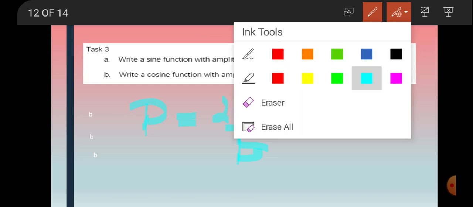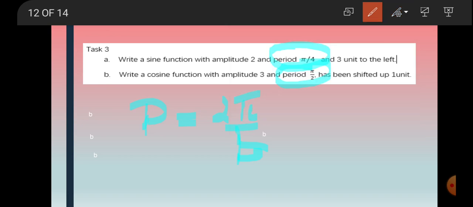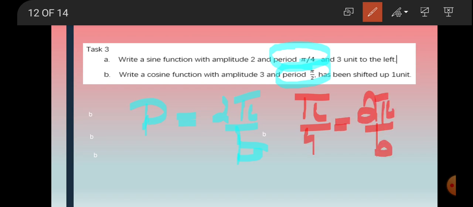In our case, our period is pi over 4, and this is 2 pi over b. So we are looking to find this b. And to find b, we can cross multiply and divide, all right? So I can say b equals 2 pi times 4 over pi. And pi cancels, and it leaves us with b to be 8. Good job. You guys are so awesome.